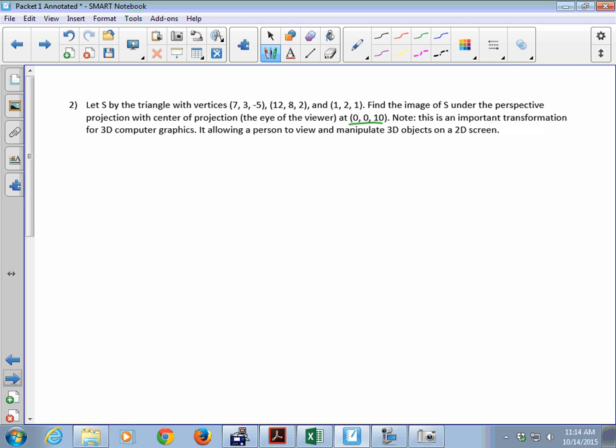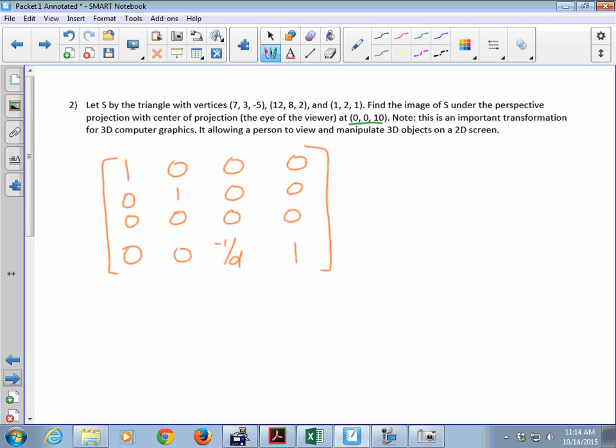Okay, so I got to set up my perspective projection matrix. So that was 1, 0, 0, 0, 0, 1, 0, 0, 0, 0, 0, negative 1 over D, and 0, 0, 0, 1, right? And in this case, what's D? 10, right? D comes from the location of the viewer. Okay. So instead of negative 1 over D, I'm going to put in a negative 0.1.